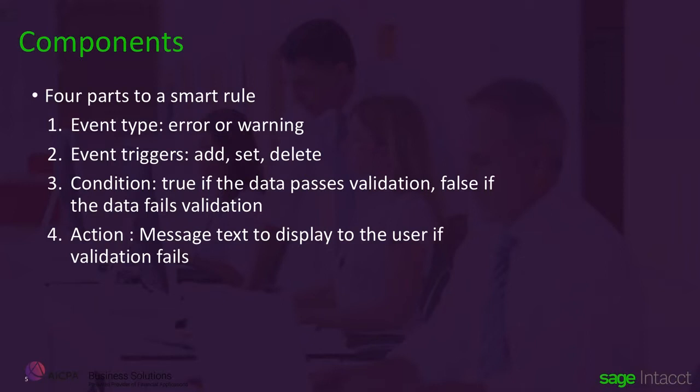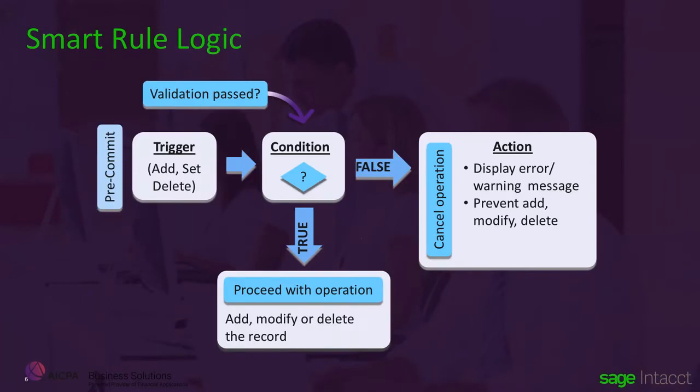Conditions. True if the data passes, false if it fails, right? So you've got the conditions in there. And then actions. What kind of action do you want to take? What's the text that you want to display? What do you want the system to do based on the condition or the validation of that data? So there are those four components to a smart rule.